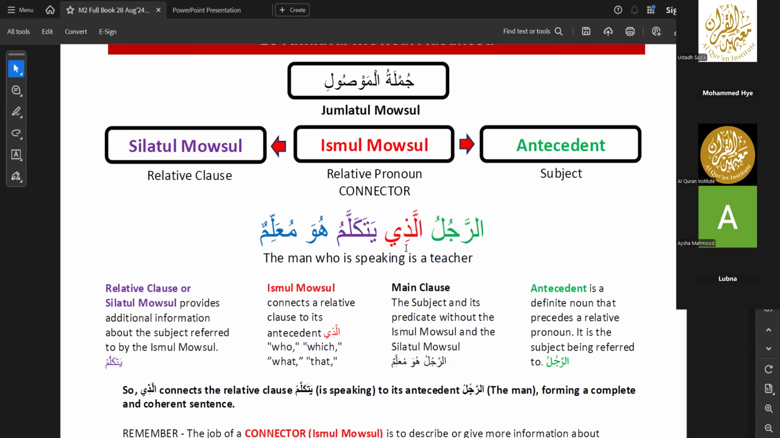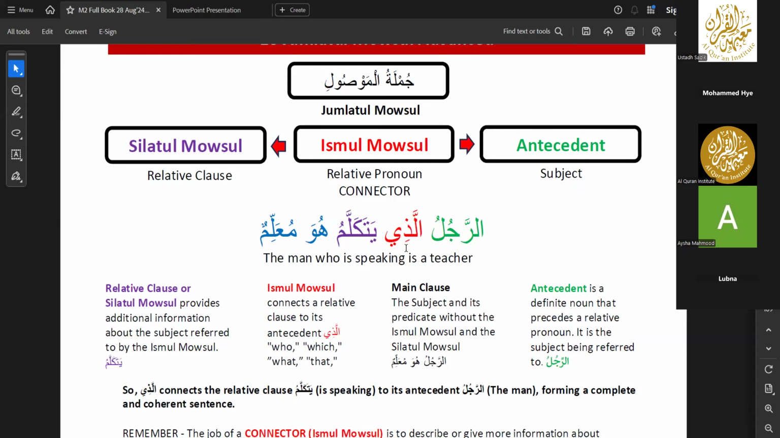Now, here, something to keep in mind, and let me know if it's confusing you, if I'm going too fast. If we said ar-rajulu huwa muallimun, that would be fine. That's enough. But we have something giving us additional information. Very good.